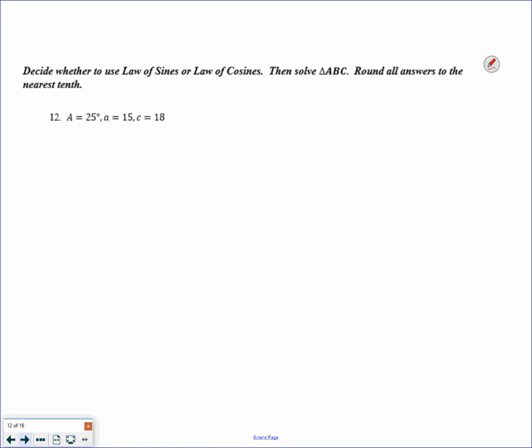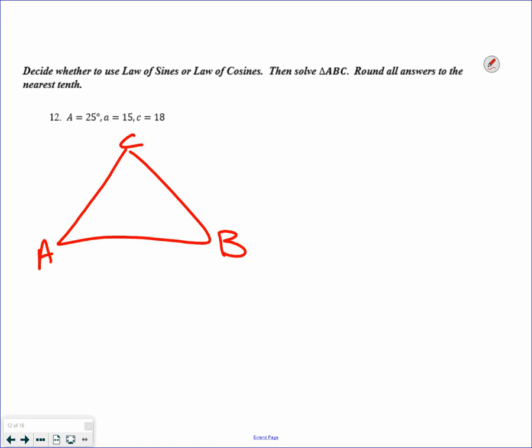Law of sines and law of cosines. You will not be given the law of sines or the law of cosines. You will need to know them. In this particular case, anytime you're given one, I would recommend you draw a picture. You're given angle A is 25 degrees, side A is 15, and side C is 18. If you ever have a ratio in which you have an angle and the side opposite, you can use the law of sines. Now, this is a red flag.